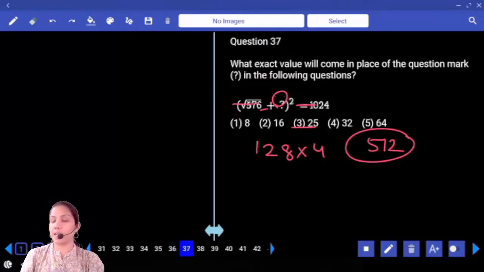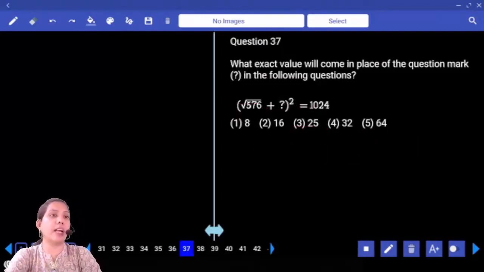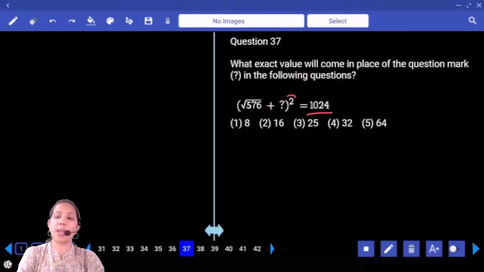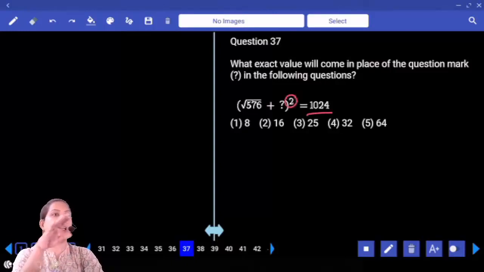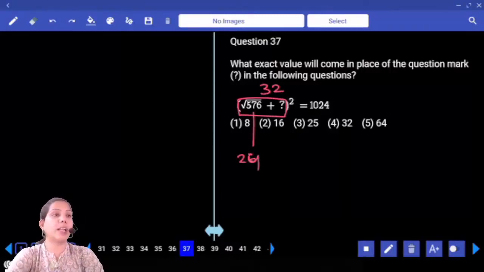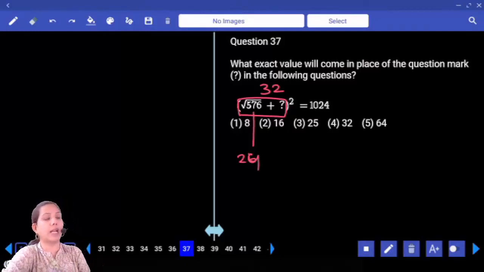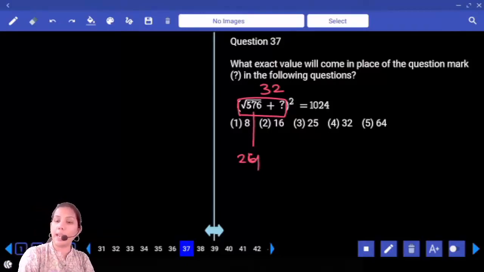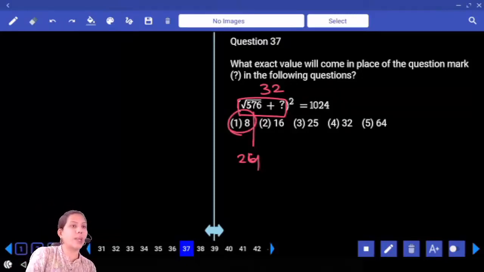Next, question number 37. What is the square root of 576? 24. On the left-hand side, 1024 squared, then the right-hand side square root. What is the square root of 1024? So the bracket sum is equal to 32. What is the square root of 576? 24. Okay, done. 24 plus some question mark is equal to 32, then what is the question mark value? 8, first option. What is 26 square? 676.